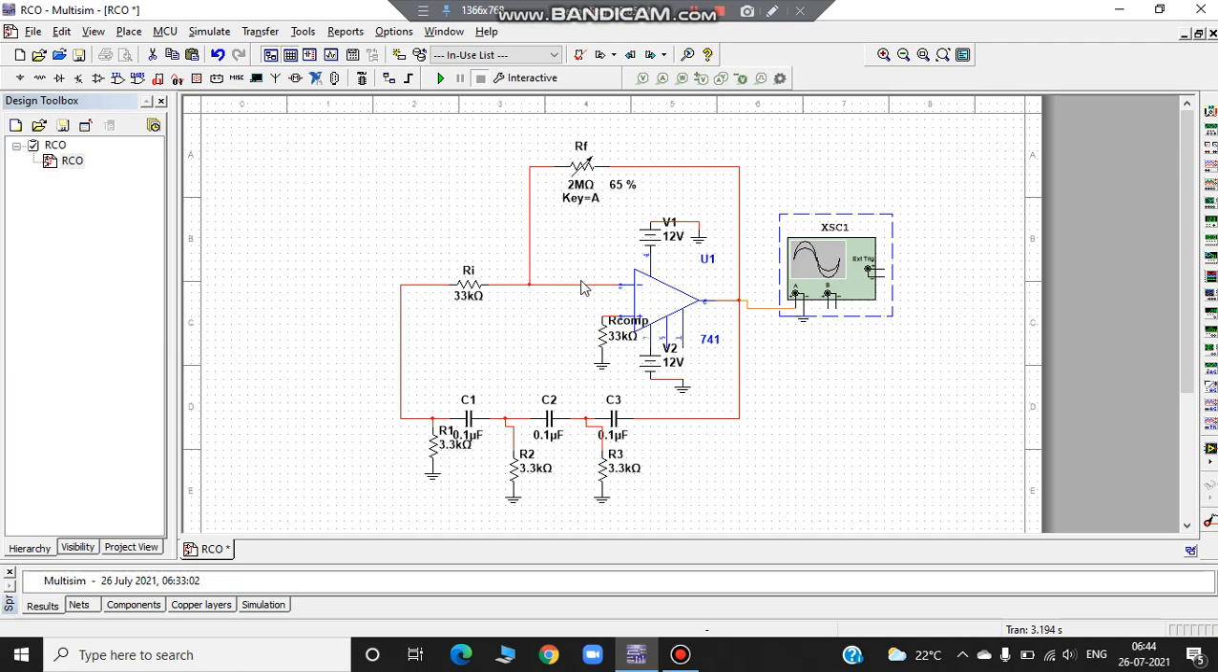positive feedback is given to the inverting terminal of the op-amp. So this is an inverting op-amp because the non-inverting terminal is grounded. So this is an inverting op-amp.